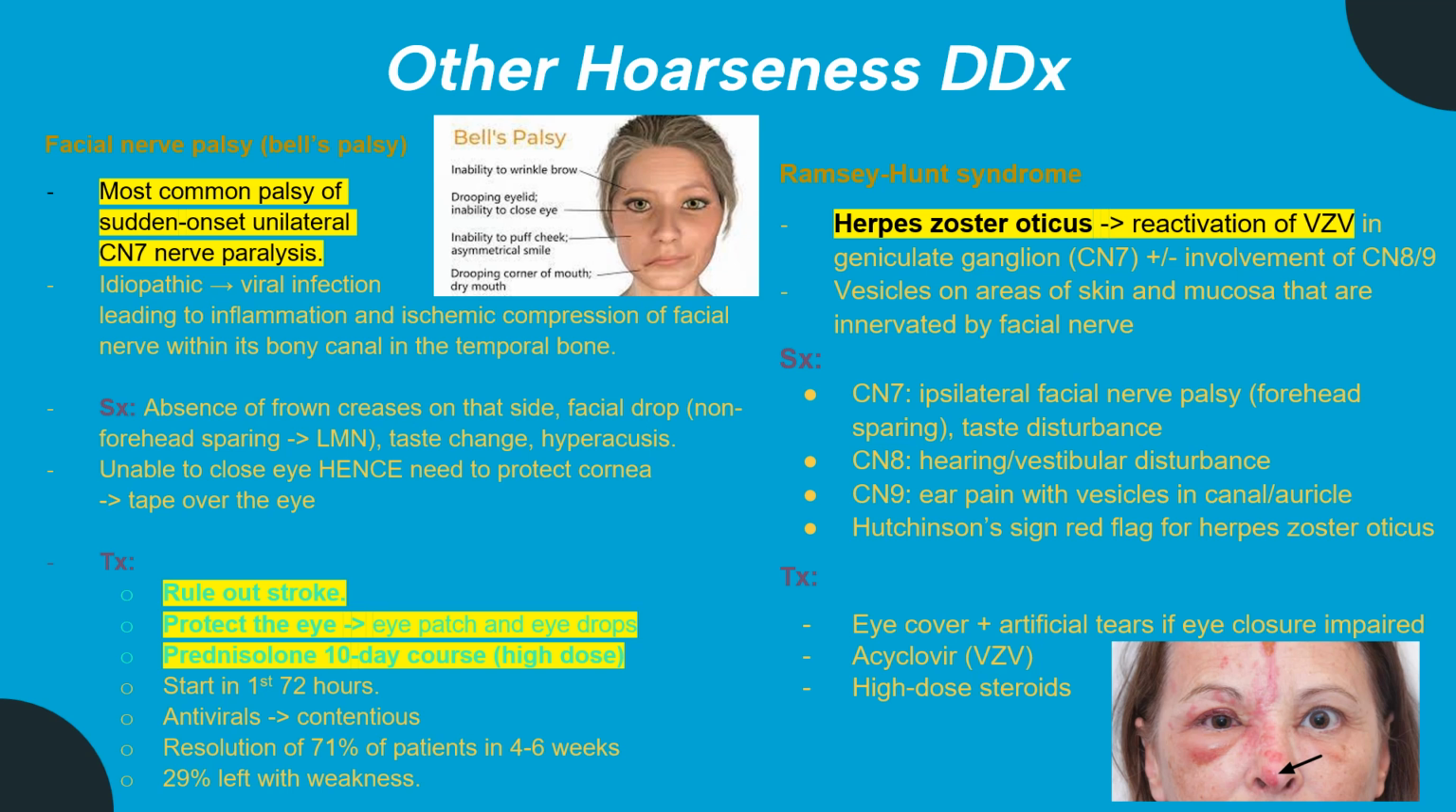In terms of your management, as with facial nerve palsy, you want to ensure you're having good enough eye cover as well as artificial tears if needed, because you might have impaired eye closure. IV acyclovir, particularly if you're concerned of herpes zoster ophthalmicus, and high dose steroids as well to control inflammation. Yes, and I've also realised that in Ramsay-Hunt syndrome, I've mentioned that it's forehead sparing. In actuality, as with your cranial nerve 7 palsy, it'll be non-forehead sparing because it's due to that lower motor neuron.